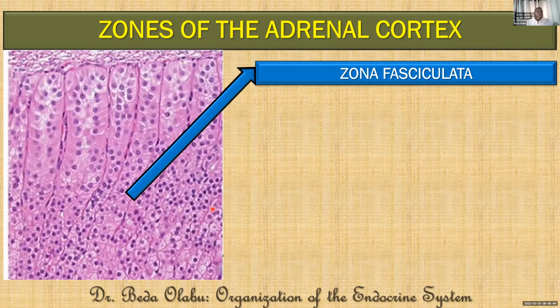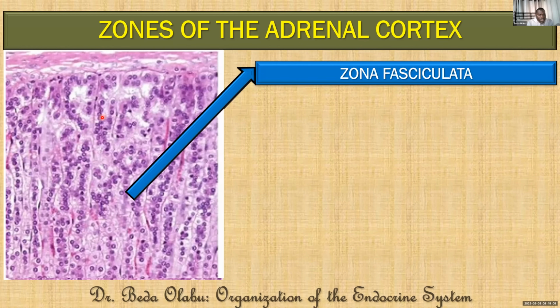The gaps between the columns are actually vascular channels, arterioles and capillaries that allow blood flow from the periphery towards the center. Zona fasciculata looks like that as well. Look at that region there. The cells are in columns, and that is why it's called fasciculata. Fascicle means column.